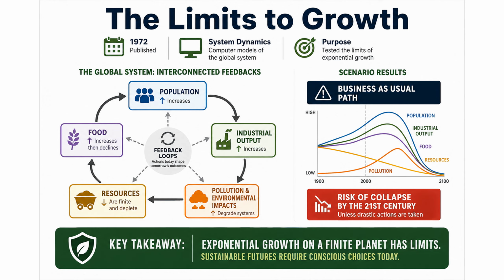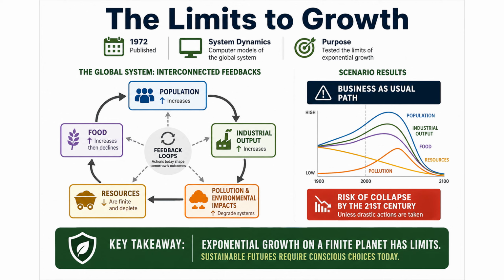The limits to growth is a study that predicted the potential collapse of civilization due to resource limits. Put more directly, published in 1972, it used system dynamics to model population, resources, and environmental impacts, arguing that exponential growth has limits. For example, the study ran scenarios predicting that civilization could collapse by the 21st century unless drastic actions were taken. What this example shows is the critical idea that unchecked growth can lead to dire consequences for society and the environment. Understanding these limits is vital for developing sustainable economic policies and practices.